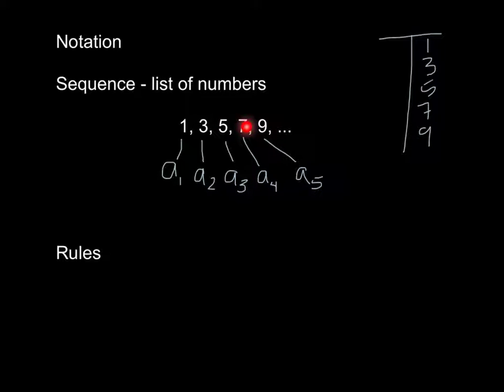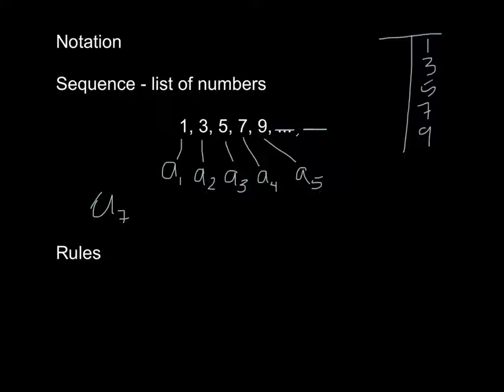And so a lot of times they ask you to follow this pattern and find A sub 7. So they're just saying find the seventh one. So if this 9 is the fifth one, then we'd find the sixth one and the seventh one, and you just follow your pattern of adding 2 in this case. We also use this notation when we're writing the rules.